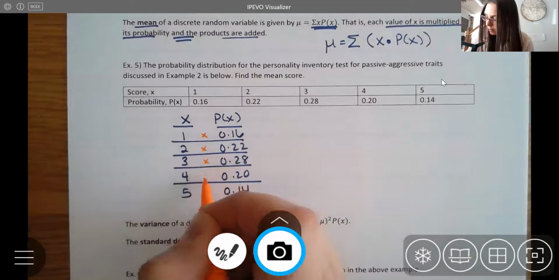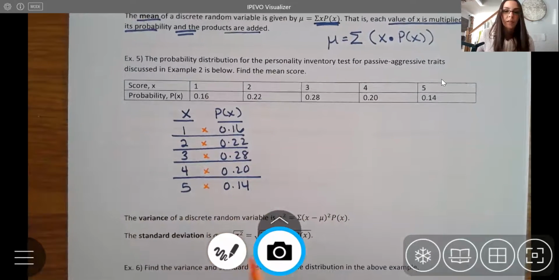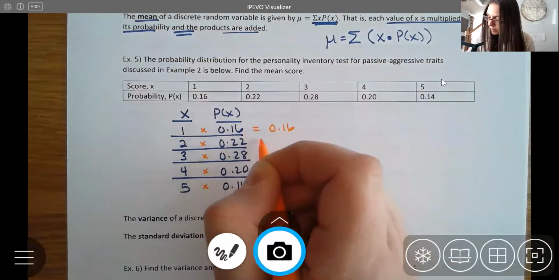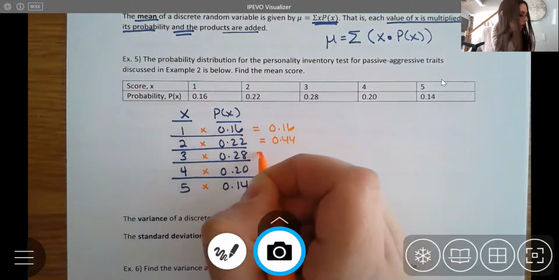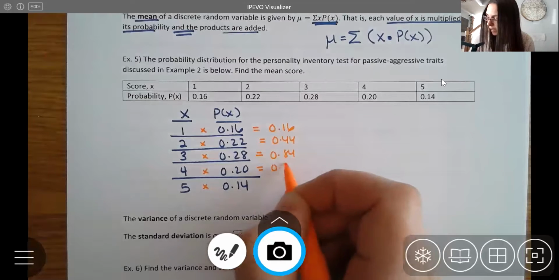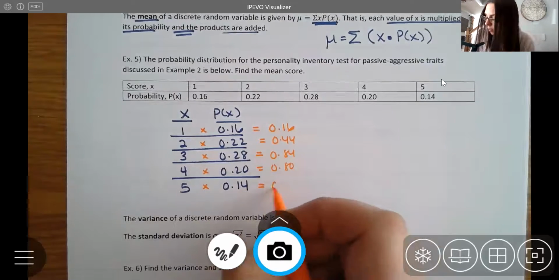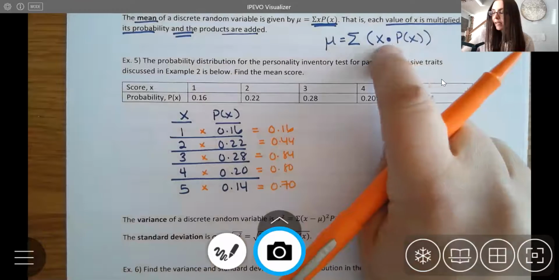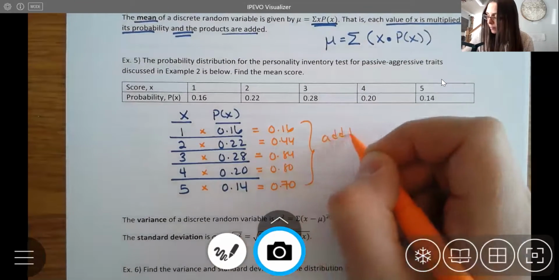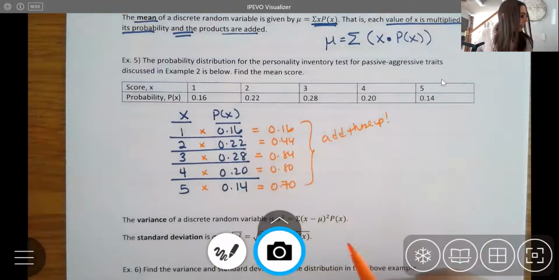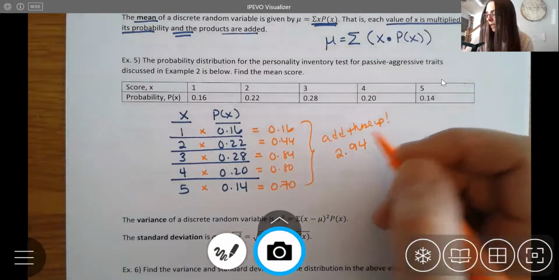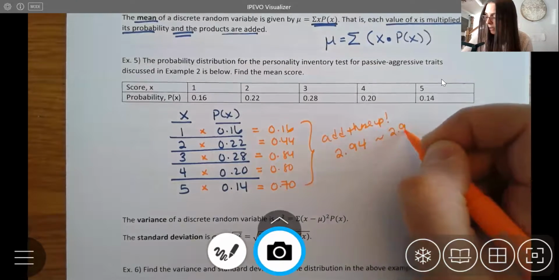The first thing you're going to do is multiply these values together. We take our x's and multiply by the probabilities. So I get 0.16, 0.44, 0.84, 0.80, and 0.70. So what I've done is the inside step so far. I took my x's, multiplied by my probabilities, and now I'm going to add these up. When I add these up, I get 2.94. And we can round this if we want to 2.9.